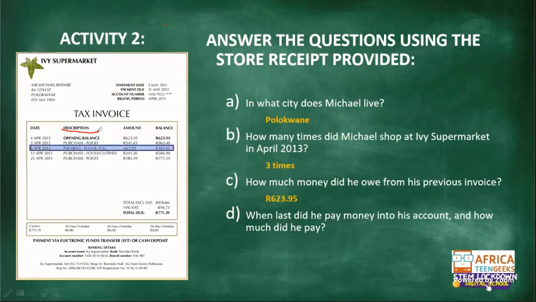Let's look on the statement itself. It says 8 April 2013, payment, thank you, 623 Rand. That is how much he paid. That was his opening balance as well. So we know that Michael actually paid his entire bill.